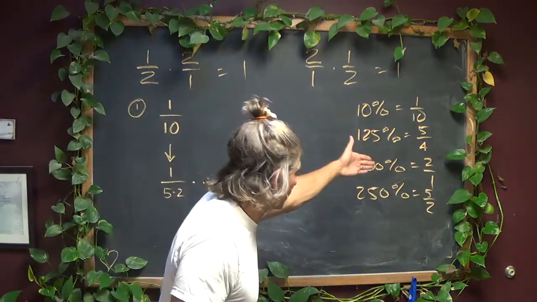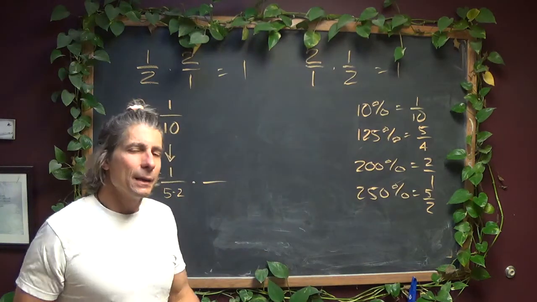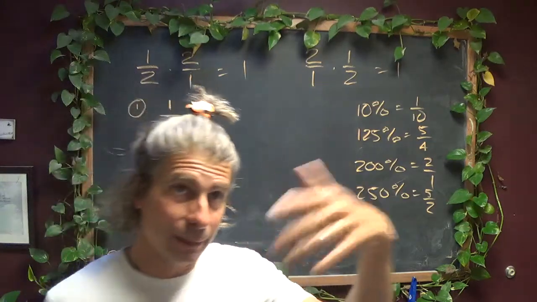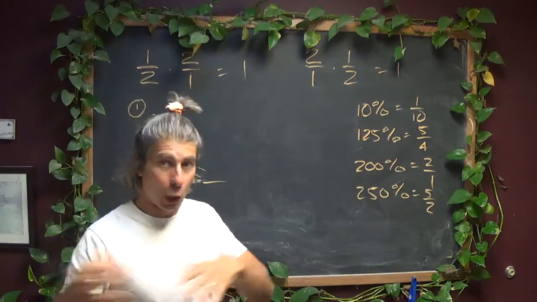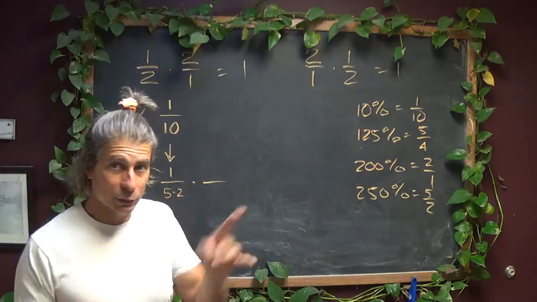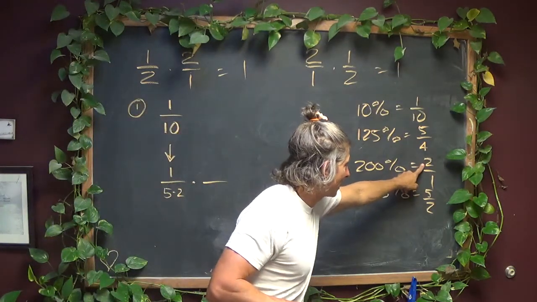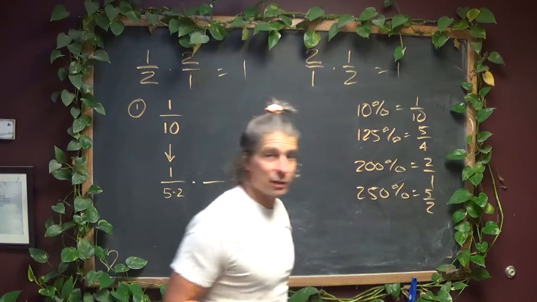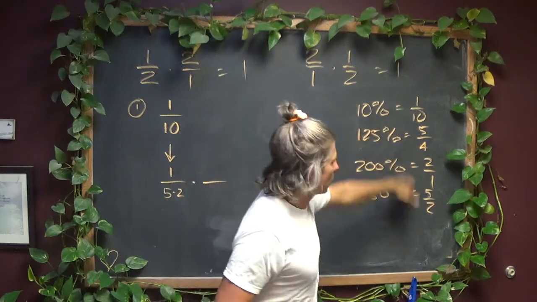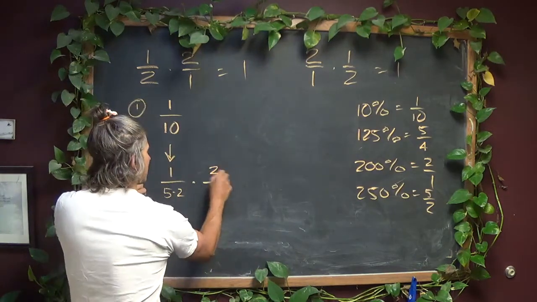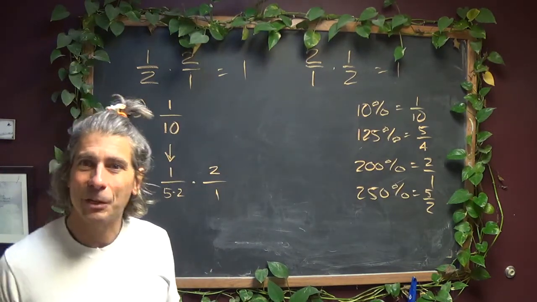You've got a 5 over 4, a 2 over 1, and a 5 over 2. Now, I'm going to do this video solution a little differently than we did in class. Because in class I had you all lead me and you all picked. I'm going to pick for us, and here's why I picked the way I did. That 200% is the only one of these that has a 2 in the numerator. So I'm going to go with that one next. 2 over 1.